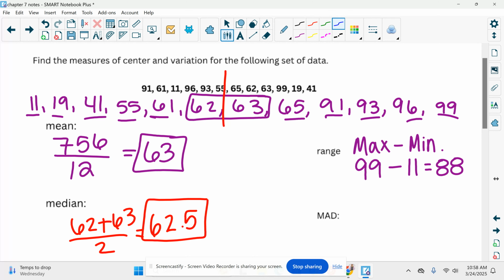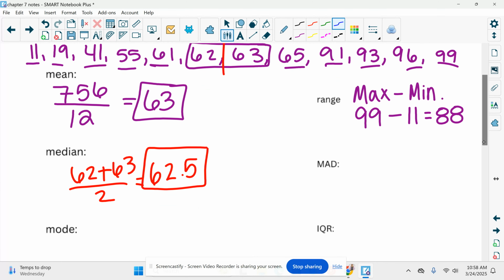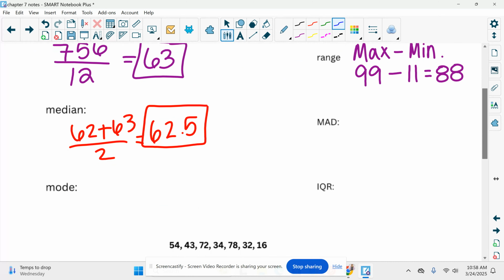We're going to hold off on math for a second, and we're going to go to mode. What does mode mean? It's not on your paper, but you should know this by now. Most often. So which number is repeated the most often? So if we go back and look at our list, what number's repeated the most often?